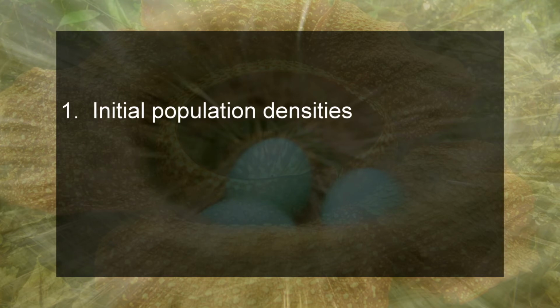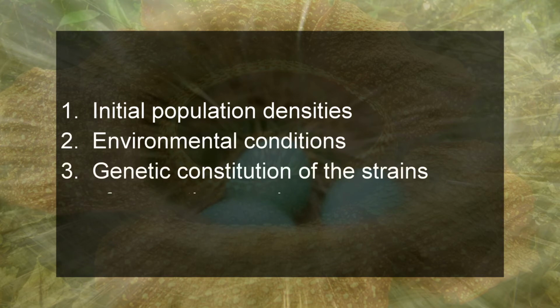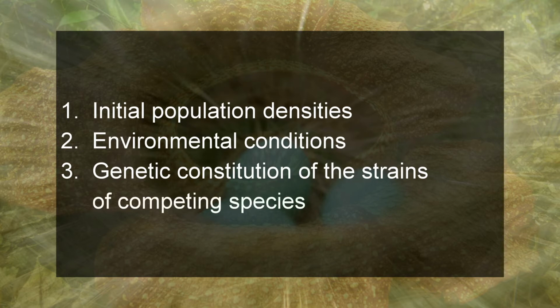Further experiments established that the outcome of competition depends on 1, initial population densities, 2, environmental conditions, and 3, genetic constitution of the strains of competing species. Gause in 1934, in his other experiment, was able to show that by manipulating these factors, it is possible to create a situation in which two potential competing species, Paramecium caudatum and Paramecium bursaria, can coexist.